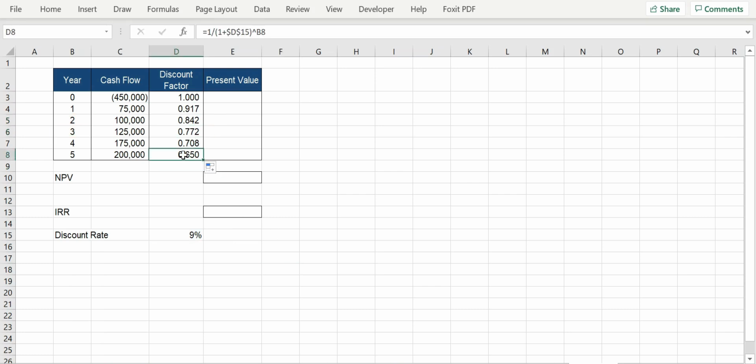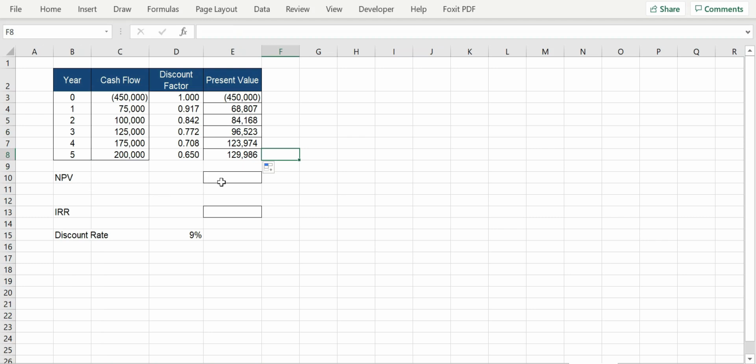Now, to calculate present value, you take the cash flow times the discount factor, so that will give you the present value 450,000. Just drag it down, so it will copy the formula automatically from year 1 to year 5. So that will be the present value for each and every year. Now we have identified the present value.